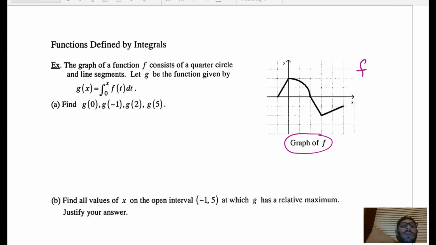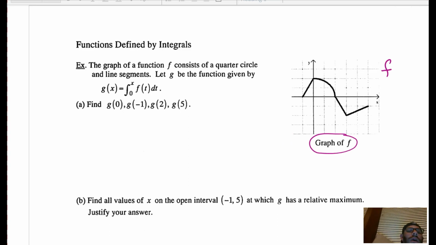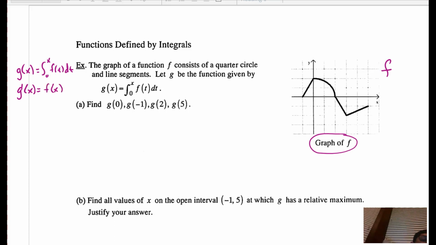One thing that can make function defined by integral problems easier is to set up the relationship between f and g and their derivatives at the beginning. So g of x is the integral of f. G prime of x means that we're going to take the derivative of an integral where the upper limit is a function of x. We plug that upper limit into the integrand times the derivative of the upper limit, which in this case is 1. And then g double prime of x is equal to f prime of x.